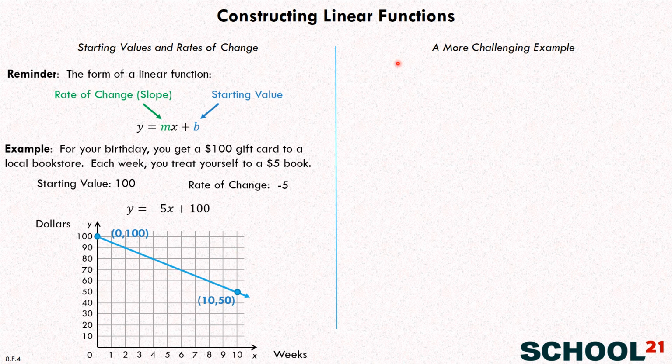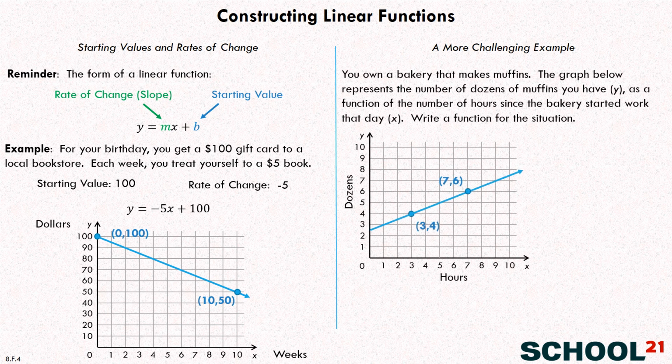Let's go to a more challenging example over here. You own a bakery that makes muffins. The graph below represents the number of dozens of muffins you have, and that's going to be on y. Okay, so let's just look at the graph here. This is the number of dozens that you have, as a function of the number of hours since the bakery started work that day, and that's x. So x is the number of hours. Write a function for the situation.